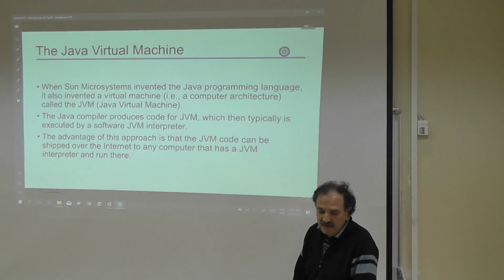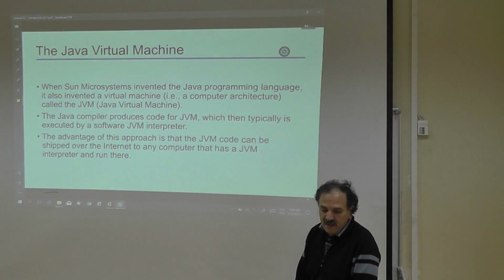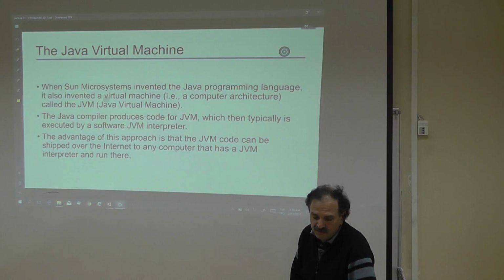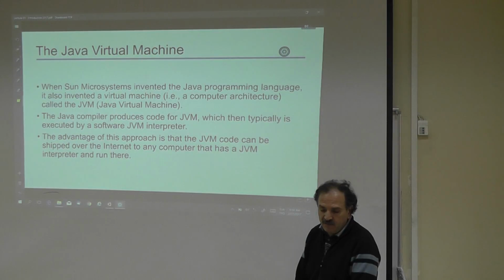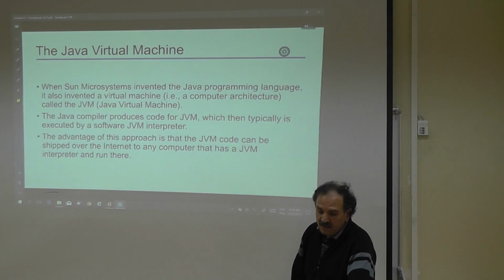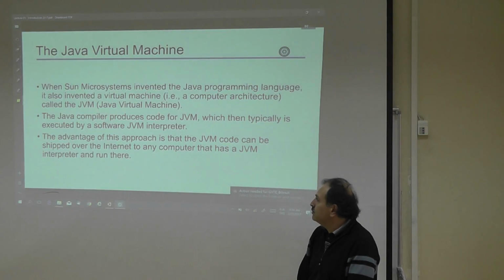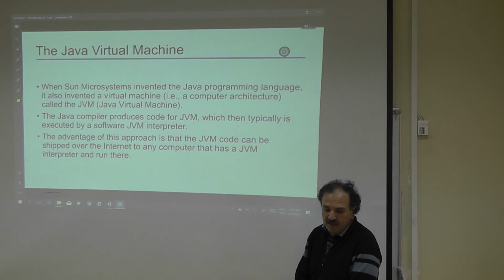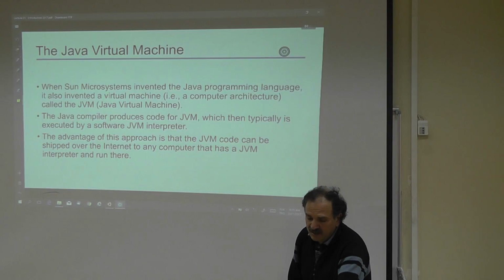In the mid-1990s, when Sun Microsystems introduced the Java programming language, they also invented a virtual machine, the Java virtual machine. The Java compiler produces code for the Java virtual machine, and the Java virtual machine runs on top of a host operating system. So the advantage is, you can run your compiled Java code anywhere there is a Java virtual machine. You don't have to recompile your code for different operating systems. So you compile your code once, and your code works on different operating systems by running on the JVM.